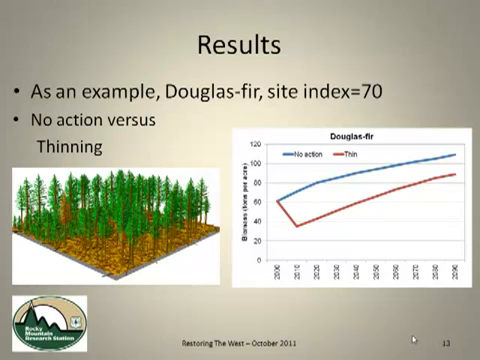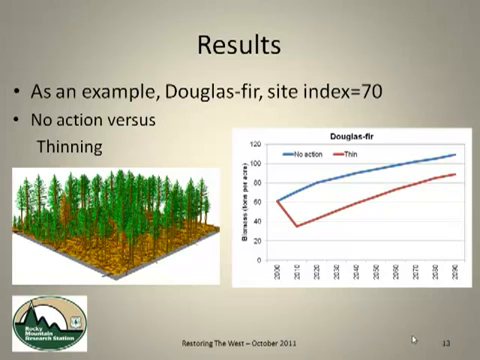On the left, you'll see the graphical rendering of the Douglas fir stand, a high quality, site index 70 Douglas fir stand that I modeled to calculate biomass accumulation rates. The blue line is the no action scenario, and the red line is the thinning scenario. And we can see that the no action behaves like we would expect ecologically. It's continuing to increase in biomass, but at a decreasing rate. And the thinning clearly has a thinning effect.